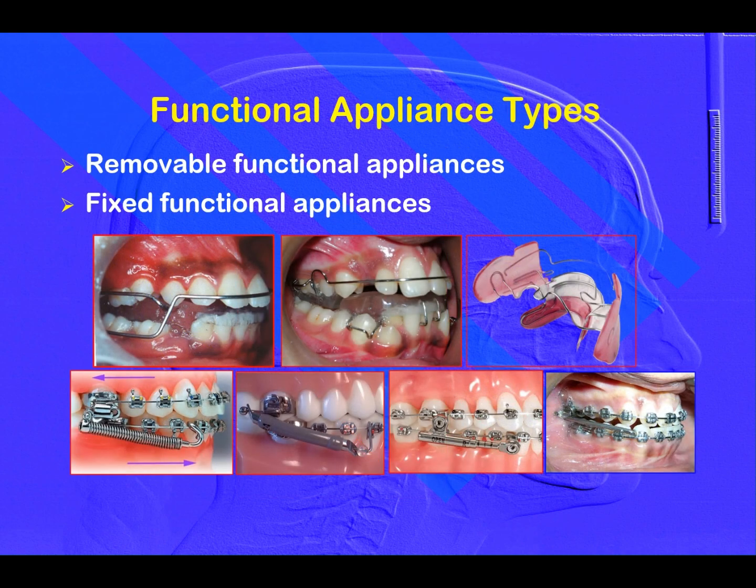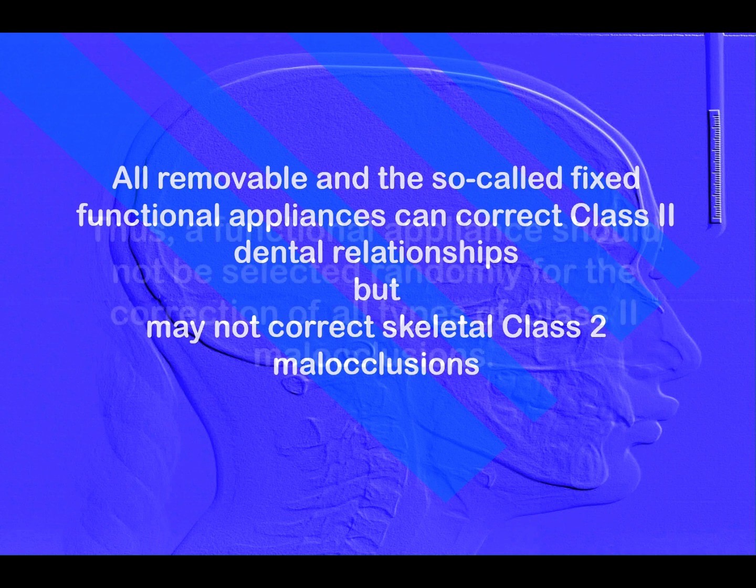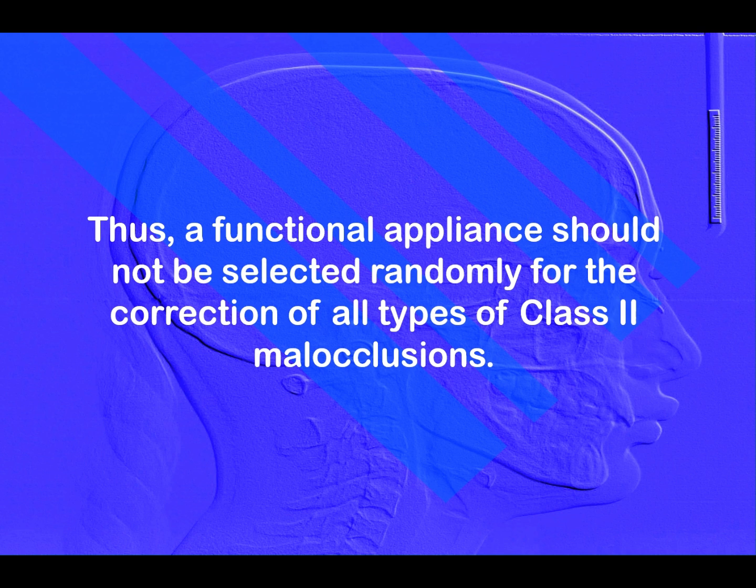In general, functional appliances are broadly divided into two categories. The first category includes removable functional appliances like activators, bionator, Frankel, and twin block appliances. The second category comprises so-called fixed functional appliances, which include Herbst appliances, Jasper jumpers, mandibular anterior repositioning appliances, or MARA, mandibular protraction appliances, or MPA, etc. Remember, all removable and so-called fixed functional appliances can correct Class II dental relationships, but they may be ineffective in glenoid fossa remodeling and mandibular lengthening. Thus, a functional appliance should not be selected randomly for the correction of all types of Class II malocclusions.